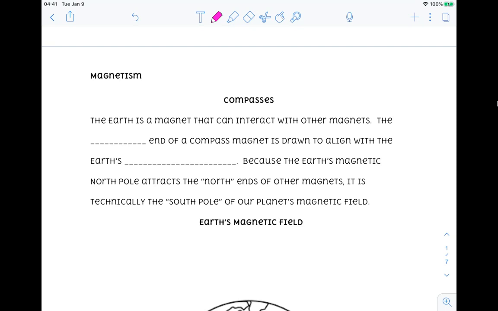Okay, well, when we talk about compasses, we're talking about the Earth being a magnet and how the magnetic field of Earth works. So the Earth is a magnet that is able to interact with other magnets. The north end of your compass magnet is drawn to align with the Earth's magnetic field. So the Earth itself has a magnetic field, and it works directly in line with the way compasses work. Because the Earth's magnetic north pole attracts the north end of other magnets, it's technically the south pole of our planet Earth's magnetic field.